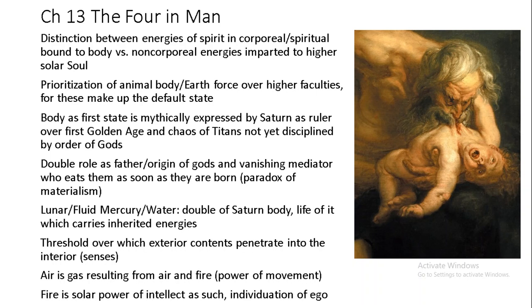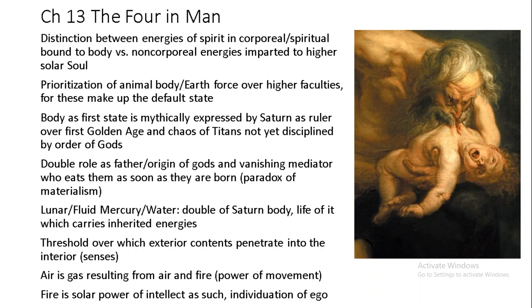This prioritization of the body to a default or first state of man is, of course, mythically expressed by the figure of Saturn, who had ruled over that first age of the Golden Age, but is also associated with the vastly distant era when monstrous titans ran amok and had not yet been subordinated to the order of the gods. This ambiguity is perhaps reinforced also by Saturn's double role as both the father slash origin of the gods and the vanishing mediator who eats them up as soon as they're born, a narratological expression of the mystery of materialism as both the realm of suffocatingly rigid and fixed entities and of entities whose existence is so ephemeral that they disappear as soon as they appear.